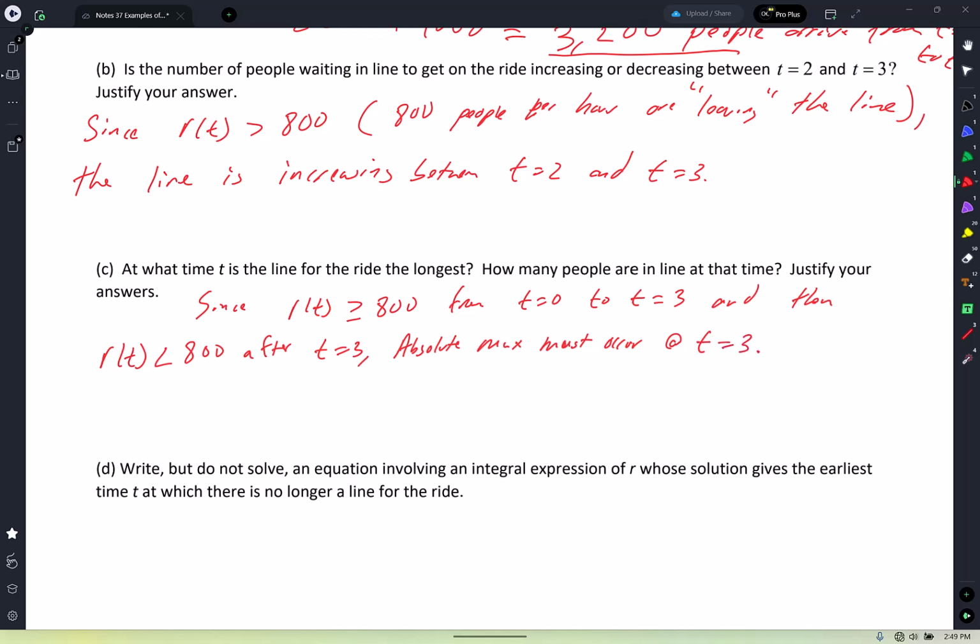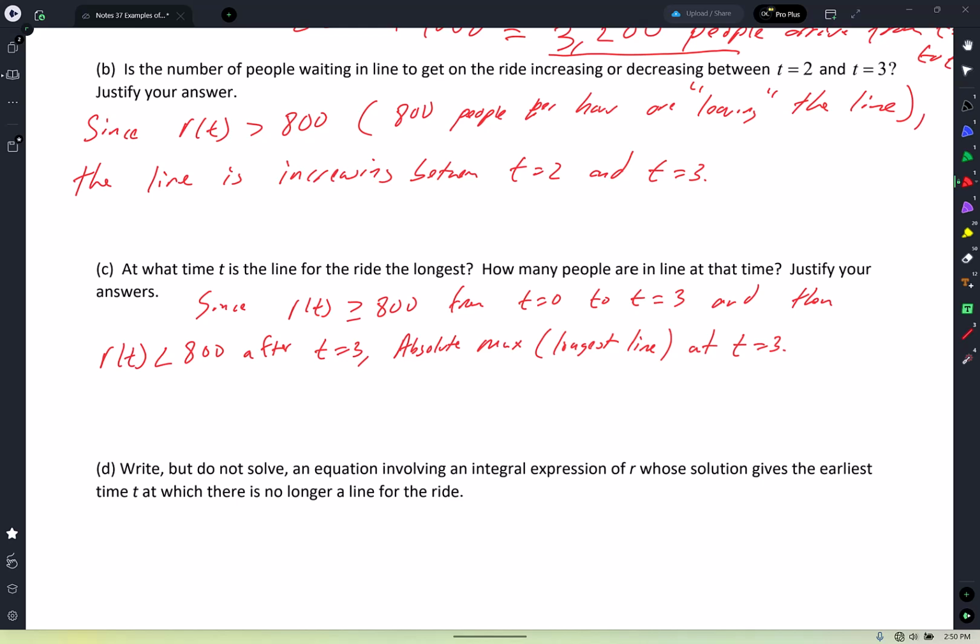Let me see if that makes sense. Since R of t is greater than 800 between t equals 0 and t equals 3, and then R of t is less than 800 after t equals 3, the absolute max must occur at t equals 3. Let me put it in parentheses. So I like the way everything sounds. Absolute max, longest line at t equals 3. Yeah, you have the longest line at t equals 3, period. That's when it happens for sure.